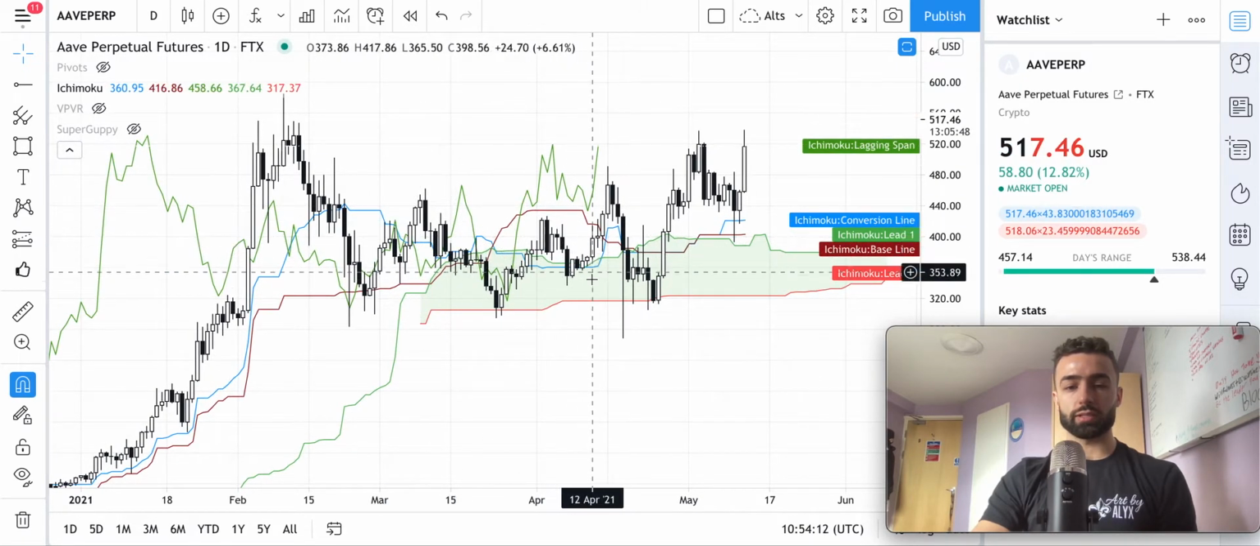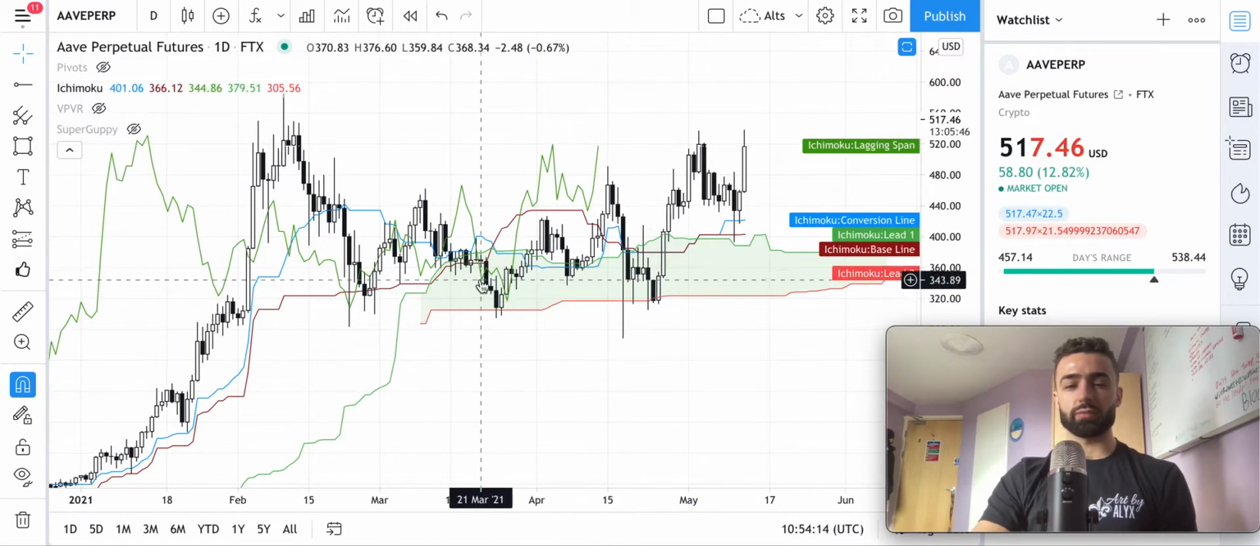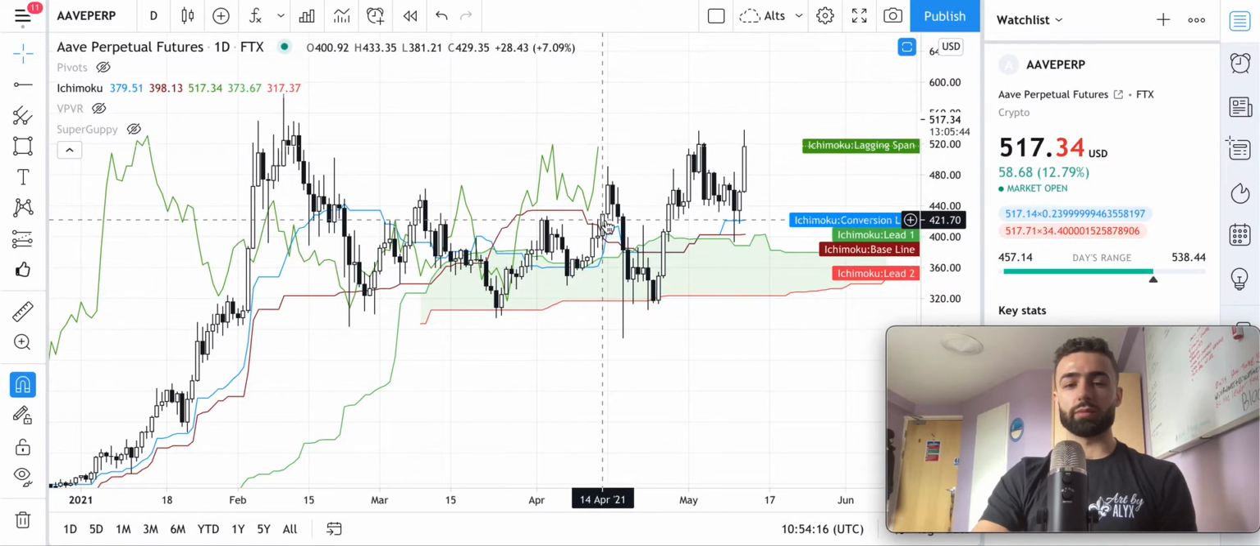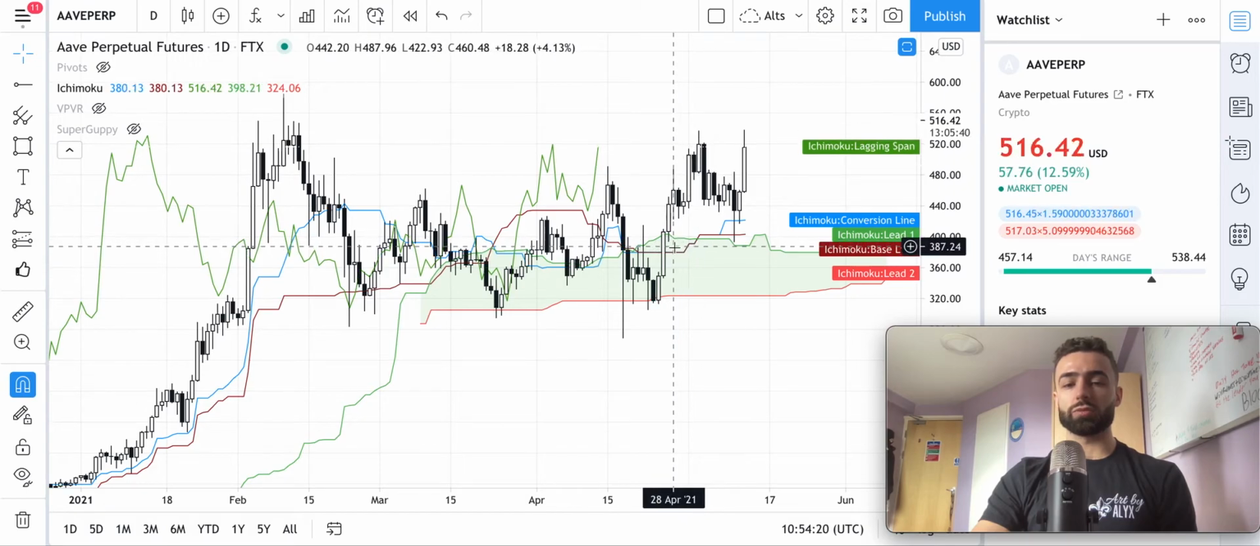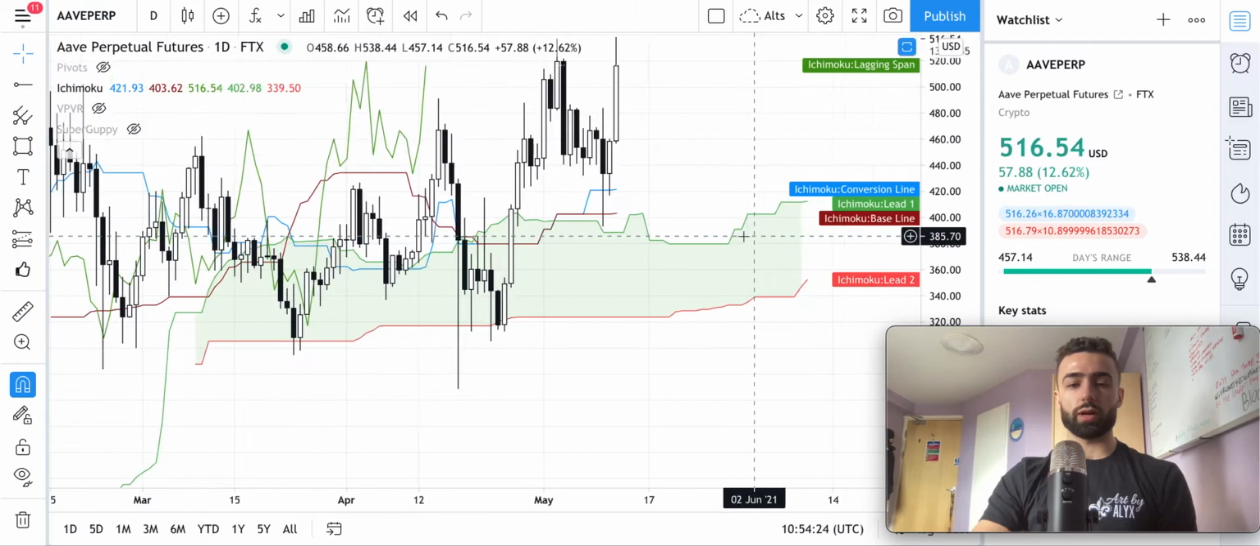You can see the Tenkan and the Kijun crossed several times and it was messy, and the price action was back inside the cloud, then it was above, then it was back inside the cloud, then it was above, but the Tenkan and the Kijun weren't above, and then they finally were above, but the Tenkan didn't cross above the Kijun.